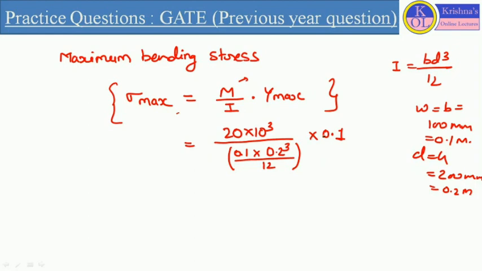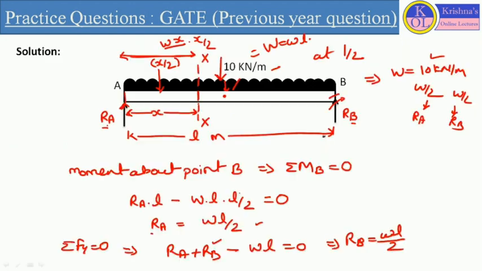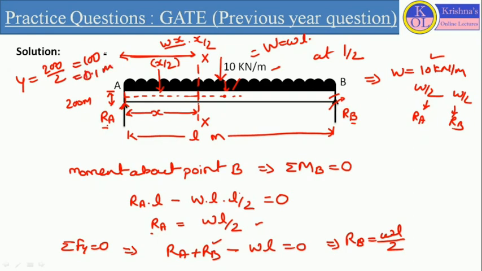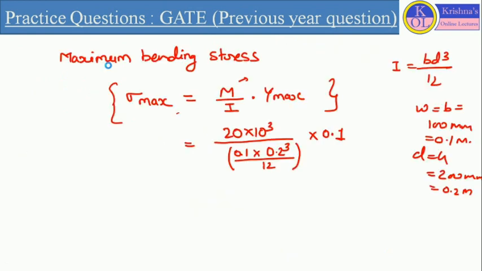And y max we generally consider at half of the distance. This total depth we have is 200 mm, so at half of the distance we generally consider the maximum distance. This y is representing the maximum distance from the neutral axis. So we will consider y as 200 by 2, so it will be 100 mm, which is 0.1 meter.